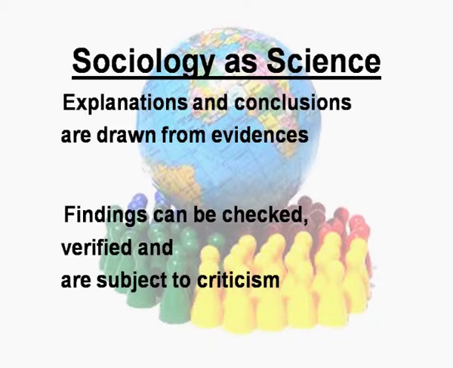Sociological findings could also be checked, verified, and are subject to criticism. In the case of sociology, the whole world is the laboratory and the subjects are human beings. That is the difference between natural science and social science. In natural science, the subjects are non-living things, but in sociology, the subjects are living things controlled by their feelings and moods, and therefore their behaviors cannot be predicted.